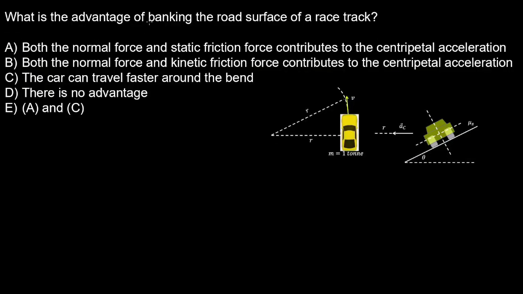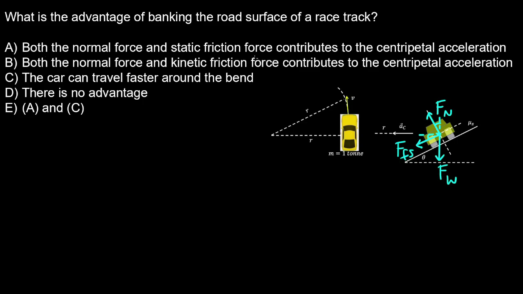What is the advantage of banking the road surface of a racetrack? And in part A, both the normal force and static friction force contribute to the centripetal acceleration. So this is true if we take a free body of the car. We see the normal force and the static friction force being oblique to the radial direction, and the force of weight points downwards. So part A is true.